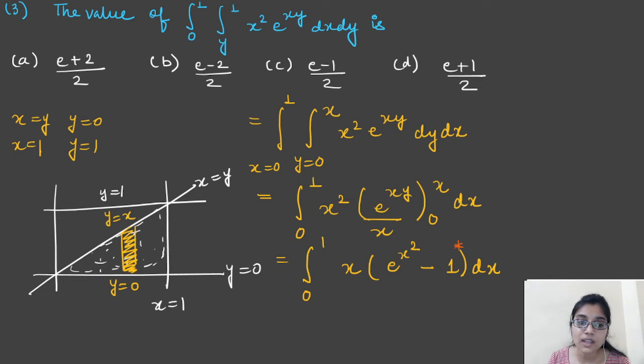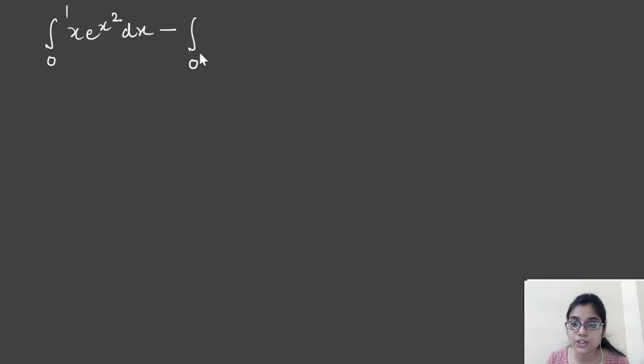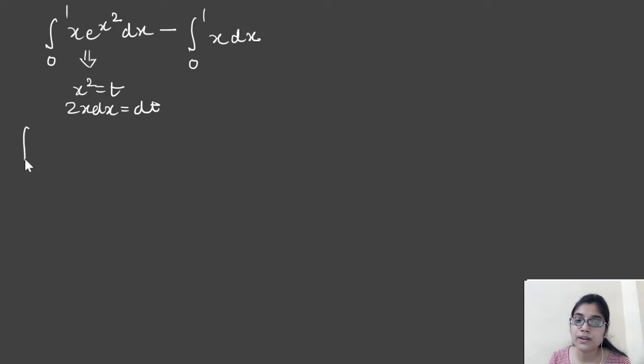ठीक है, अब हम इसे सॉल्व करेंगे. 0 to 1 x e raised to the power x square dx माइनस, फिर से क्या है? x dx है हमारे पास. सो दिस इज योर 0 to 1 x dx. अब यहाँ पे हम क्या करेंगे? सब्सटीट्यूशन लगा लेंगे. x स्क्वायर को t लेट कर लेंगे तो 2x dx क्या आ जाएगा? dt. लिमिट विल रिमेन सेम.